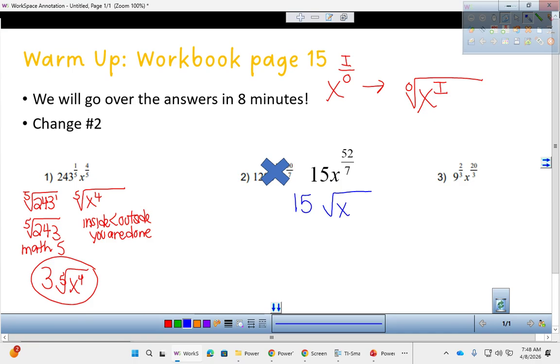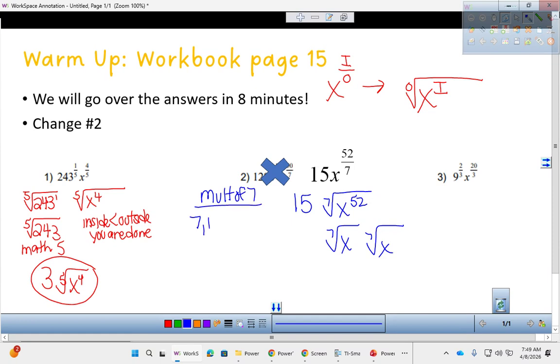The x is the base, so it stays inside. The top is my inside number. The bottom is my outside number. Now in this case, when I'm simplifying that root, the inside is not less than the outside. So I'm not done. I'm going to have to split this up. And the way that we split up variables is we think of multiples of the outside number. So when I'm doing this one, I want to think of multiples of 7.